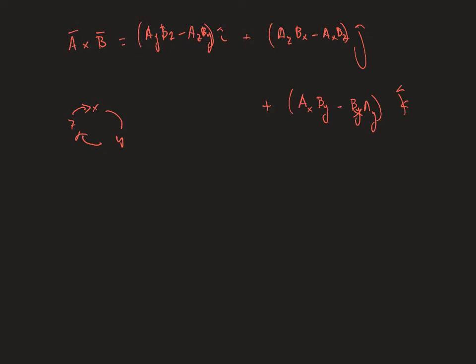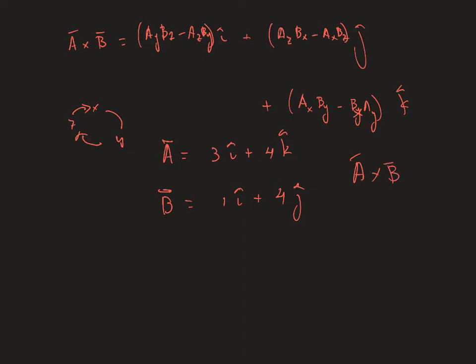So let's do this problem. I leave it to you as an exercise because it's just putting in numbers. Let's say that A is the vector 3i plus the vector 4k. And let's say that B is, for example, the vector 1i plus 4j. And I want to do A cross B.